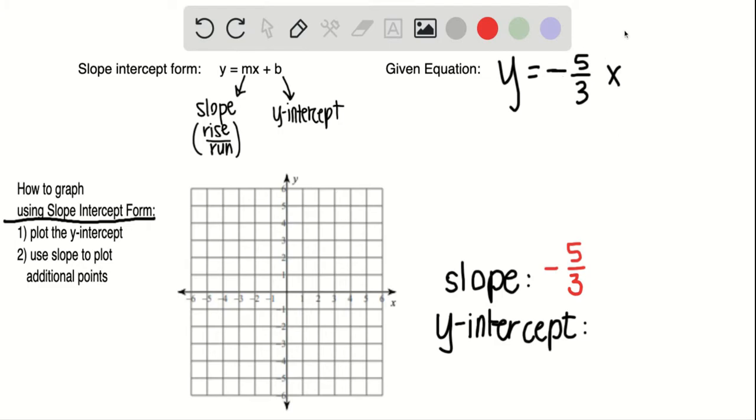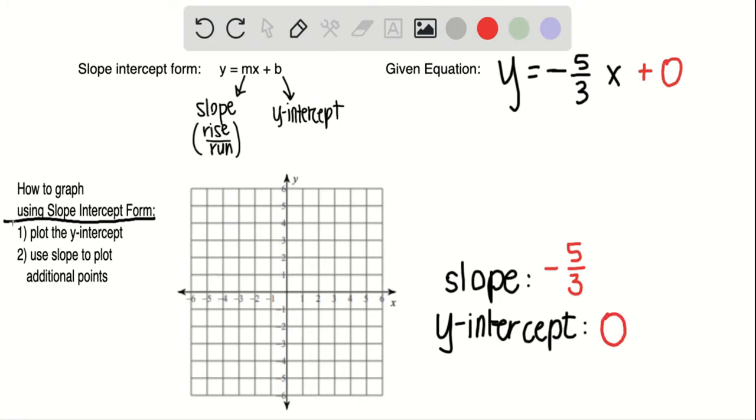In this case, we don't see any numbers, so technically you can think of this equation as being y is equal to negative 5/3 x plus 0, because that would still be equal to the same thing as y is equal to negative 5/3 x. So our y-intercept is actually 0.